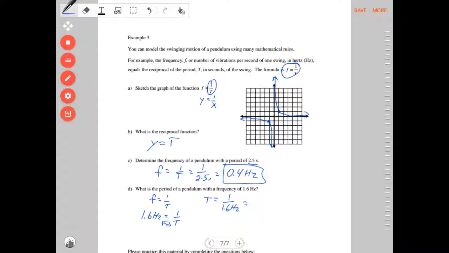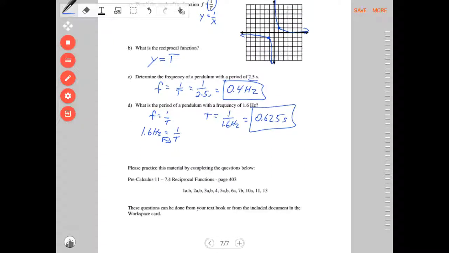So 1 divided by 1.6 is 0.625. Now the t is measured in seconds. So 0.625 seconds. So there you have it.